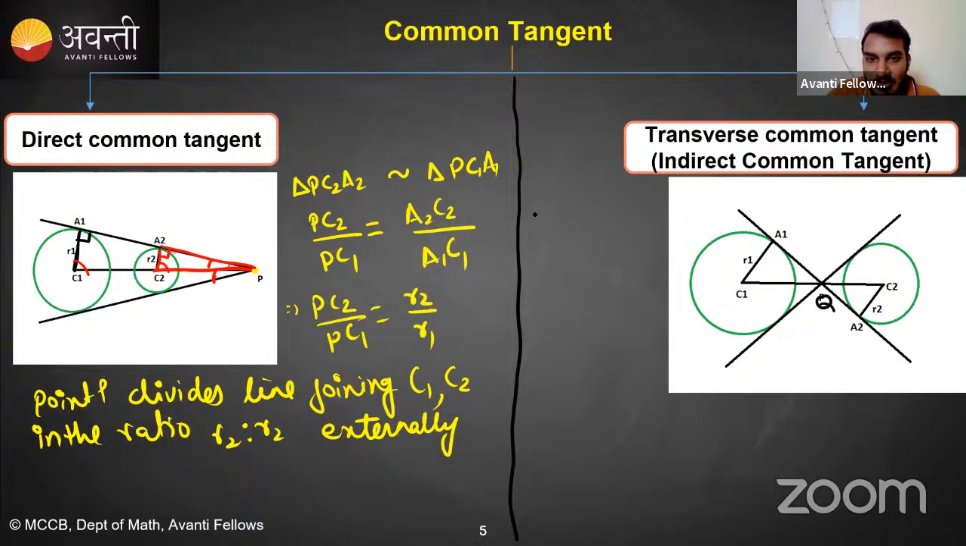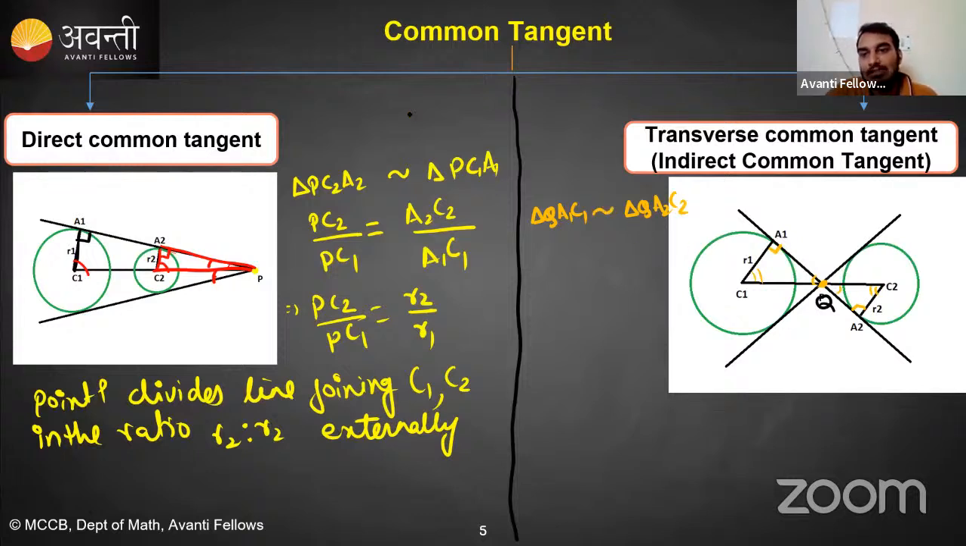Okay. So similarly, in this triangle where we are getting the transverse common tangent, let me use a different sketch pen. Orange. Let's say these two tangents, the transverse common tangents, intersect at point Q. So triangle QA1C1 and triangle QA2C2: this angle is 90 degrees, this angle is 90 degrees, this angle equals this angle. So similarly, this angle and this angle will be equal. So these two triangles are also similar.